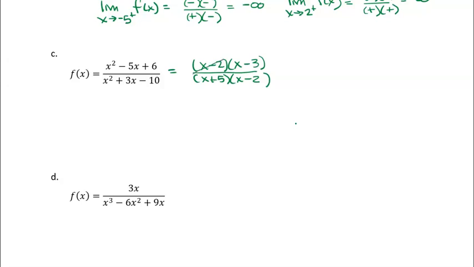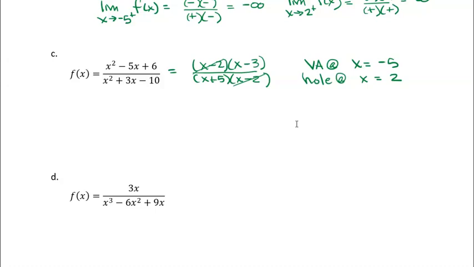Everywhere else, when x is not equal to 2, it's going to look like x minus 3 over x plus 5. At 2, it doesn't exist, so it's undefined at 2, so we have a hole at 2. So in this case, we only have one vertical asymptote at x equals minus 5, and we have a hole at x equals 2. This function looks like x minus 3 over x plus 5 everywhere except at x equals 2.